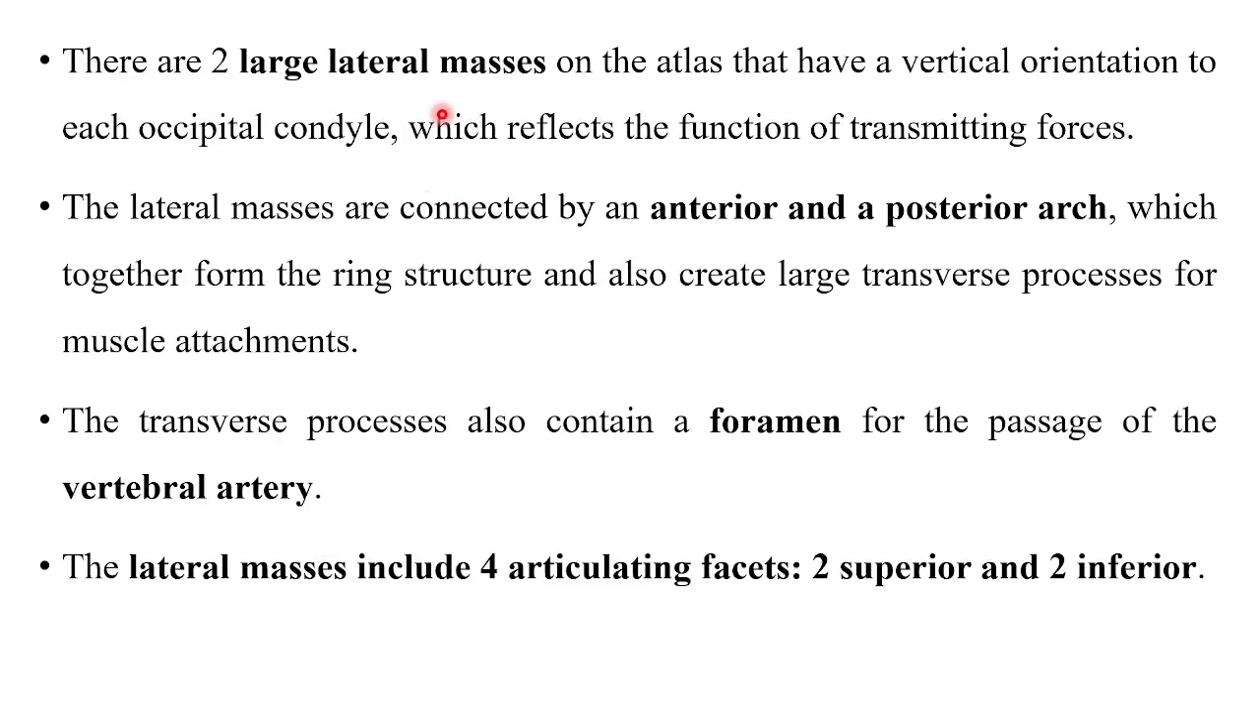There are 2 large lateral masses on the atlas that have a vertical orientation to each occipital condyle, which reflects the function of transmitting forces. The lateral masses are connected by an anterior and posterior arch, which together form the ring structure, and they also create a large transverse process for muscular attachments. The transverse process also contains a foramen for the passage of the vertebral artery.